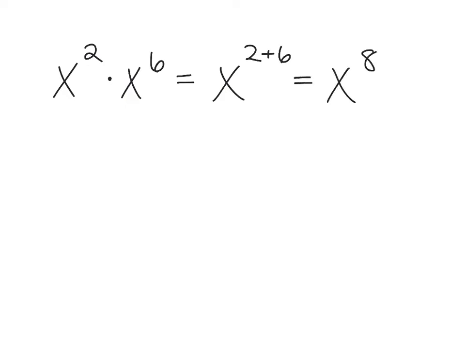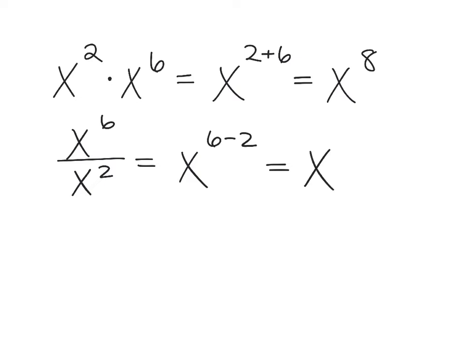To recap that, if you are multiplying bases like x to the second times x to the sixth, what do you do with those exponents? You add them. Multiply means add the exponents. If you are dividing, what do you do with the exponents? Subtract them. This is going to be x to the... wow, I almost forgot how to subtract 6 minus 2.